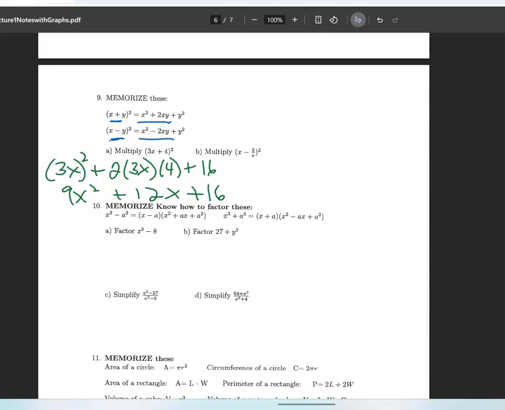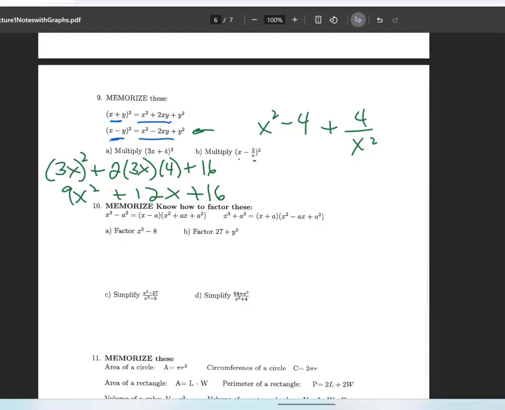Same thing here. I'm going to use this pattern. I'm going to get x squared, and then this term times 2 gives me the middle term, the x's cancel, sorry, and then I'm going to have a minus 4, and then I'm going to have plus 4 over x squared. So this is also things you need to memorize.